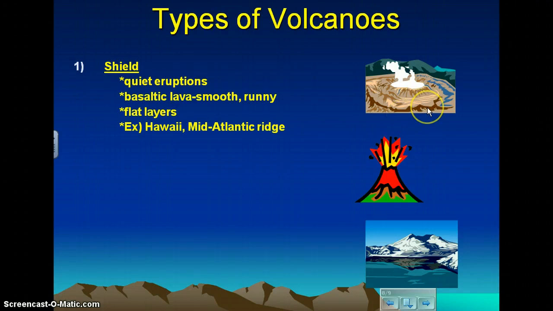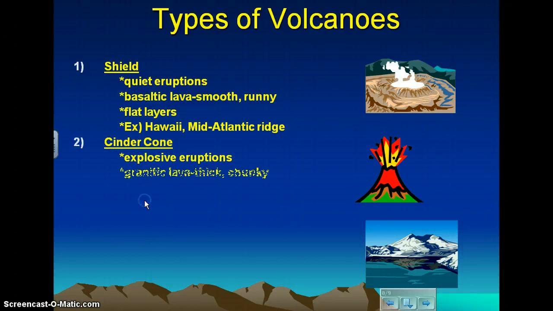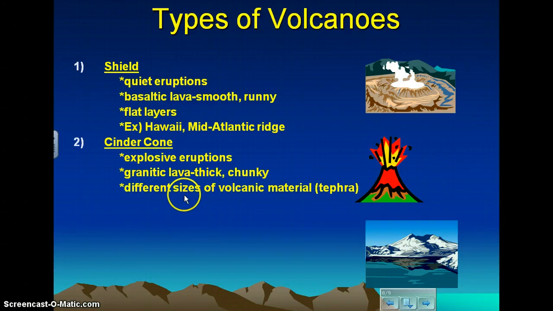This is just a picture of a shield volcano. It'll be very smooth, very dome shaped, not much slope to it. A cinder cone volcano is very explosive. That type of volcano has thick lava. It's called granitic lava, and it has different kinds of material that will come out of it.